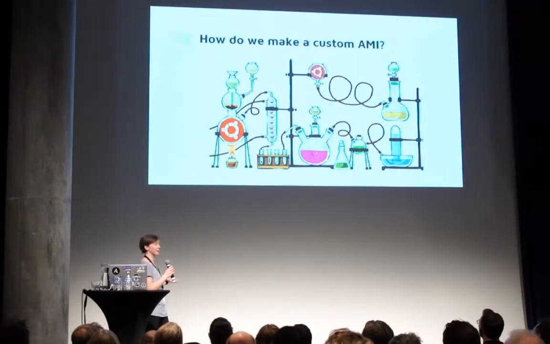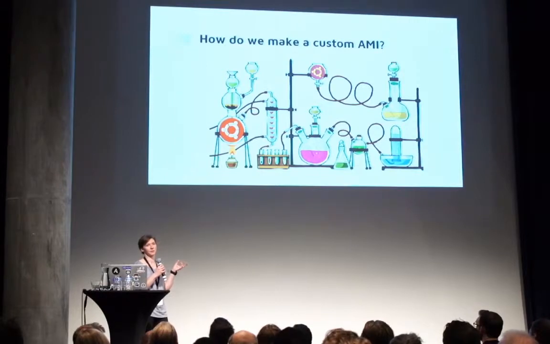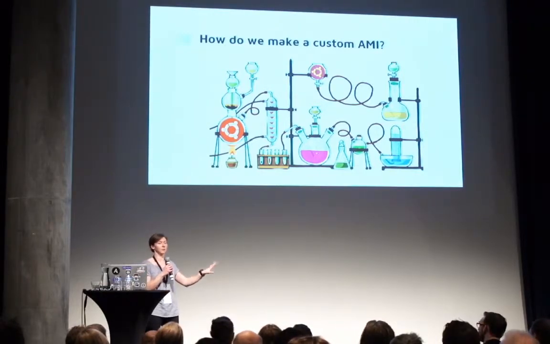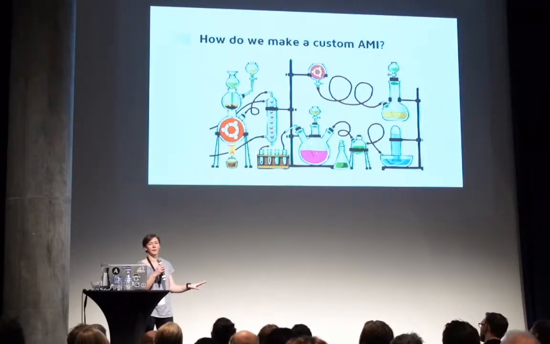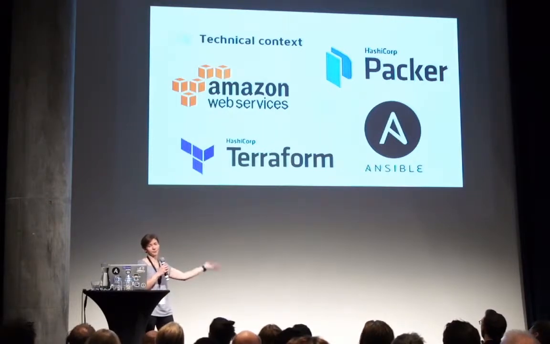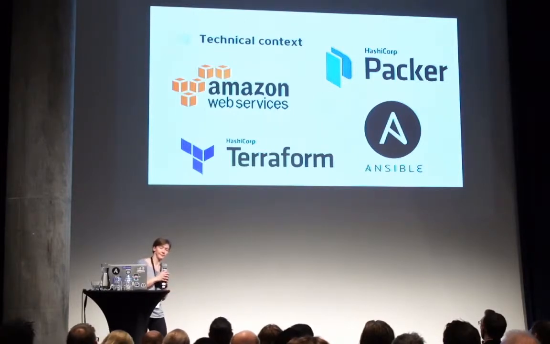A quick thing about how we make the AMIs: we start with a regular Ubuntu AMI, we do a bunch of stuff, and we make a golden image. If we want to update, we make a new image. We don't do any configuration once it's deployed. A little bit of technical context, because some of the problems were directly related to what we use. We use these things. Your mileage may vary if you don't use some of these things.